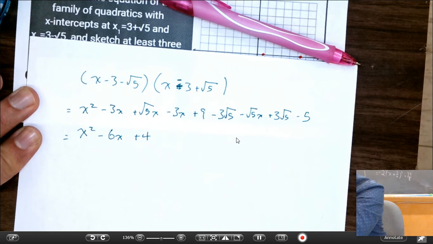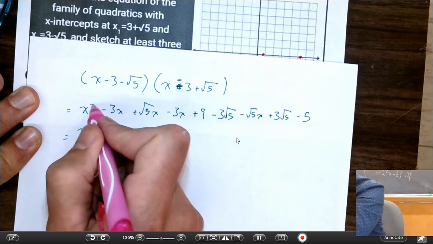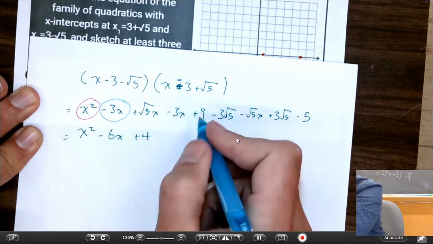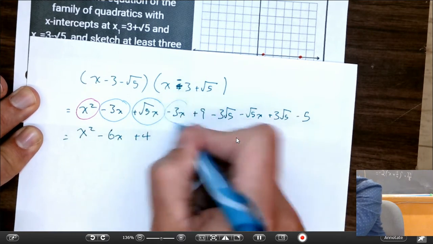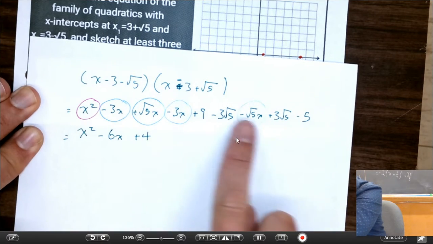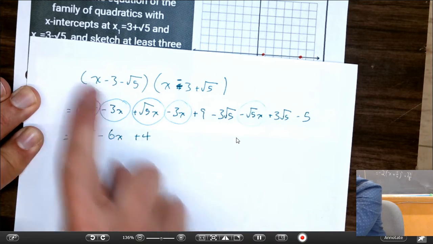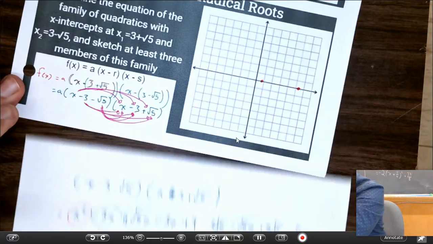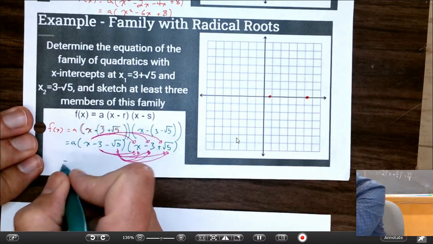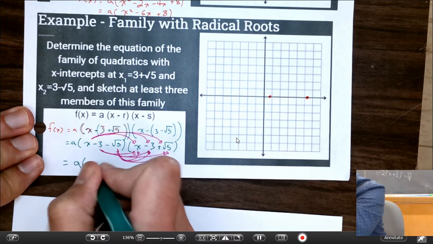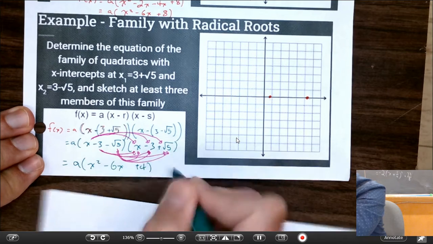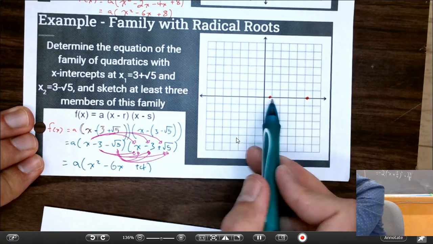Done. Final answer. If it helps you here, you can circle your x squared terms in one color. You can circle your x terms in another color. And then the rest are all just constants. Oh, I didn't have the A here. I would still have the A there. So when I'm transferring this up here, I will say that this is equal to A times x squared minus 6x plus 4. And that will be the family of quadratics that goes through these 2 points.